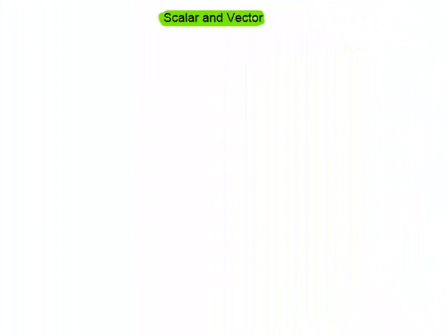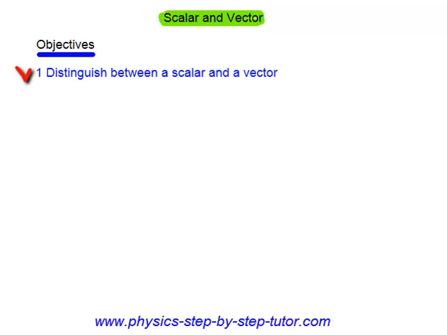Hello and welcome to this lesson where we will talk about scalars and vectors. One of the ways in which we can categorize physical quantities in physics is by stating whether that physical quantity is a vector or it is a scalar. So we want to start by defining a vector and distinguish it from a scalar. So the first objective in this lesson is to distinguish between a scalar and a vector.